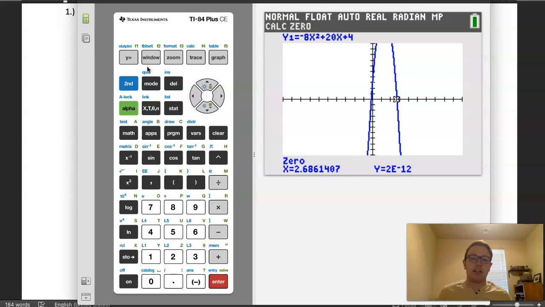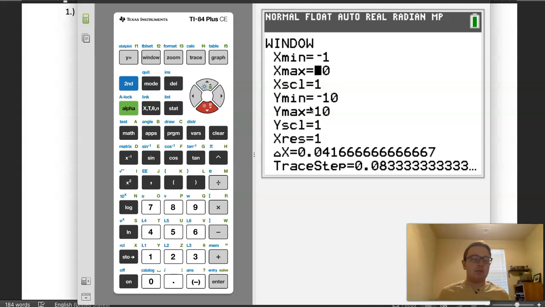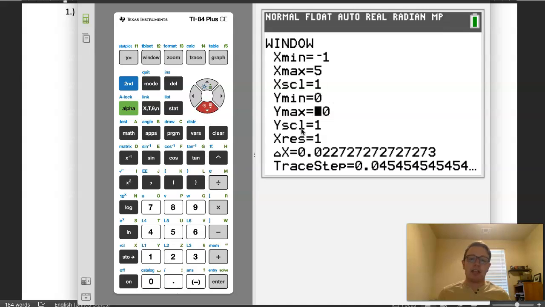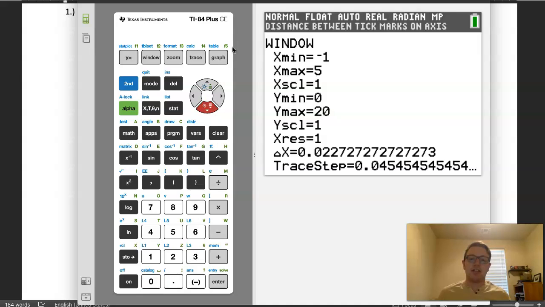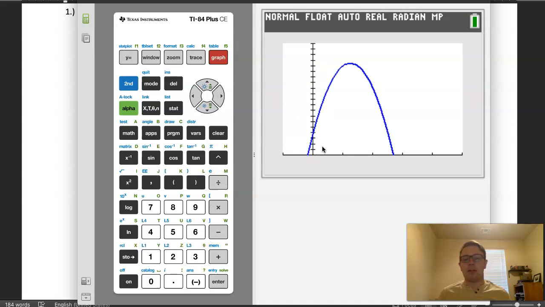Let's fix our window so that we can see what we want to. Now we don't really care about the negative numbers. We'll make this minus 1 just for safety. Our x max, 10 was far too large, so let's go to 5. Our x minimum, we don't really need anything under 0. And our y max, it went off the page, so let's try going to 20. And let's graph this again. Here we see a much better view of our parabola with the peak here.